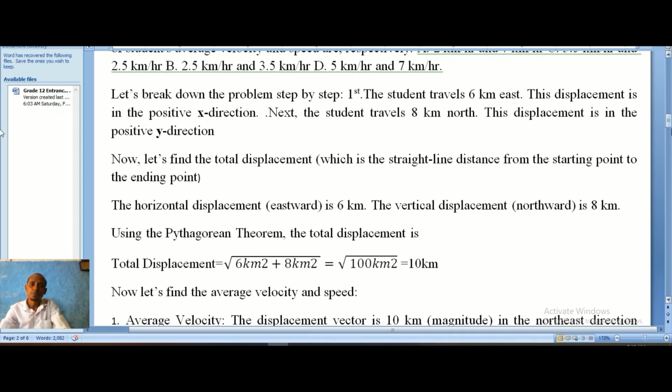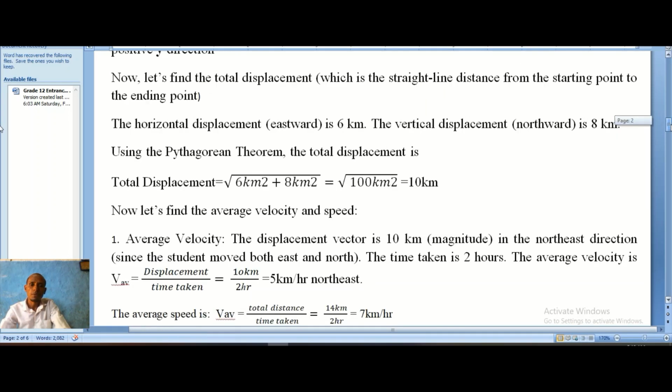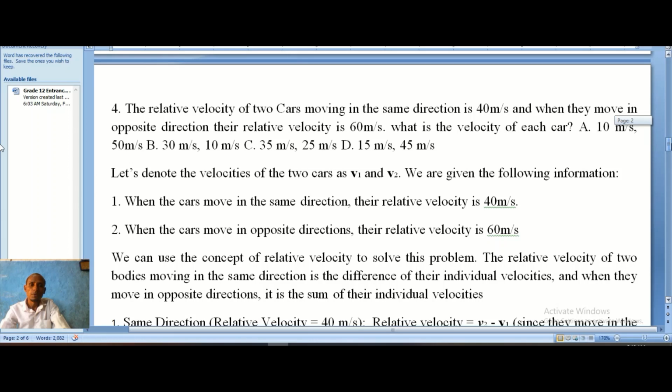Question number 4. Question number 4 says that the relative velocity of two cars moving in the same direction is 40 meters per second, and when they move in opposite directions, their relative velocity is 60 meters per second. One is when they are moving in the same direction, the other when they are moving in opposite directions. What is the velocity of each car?